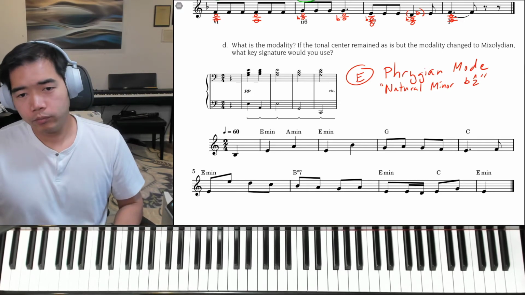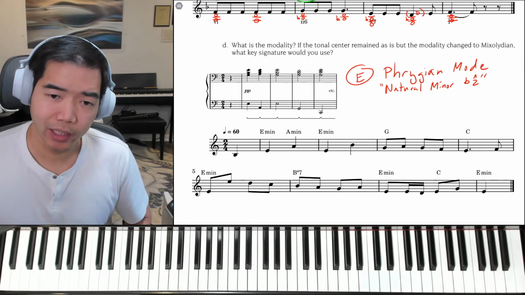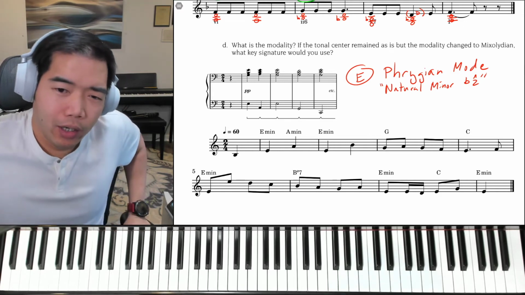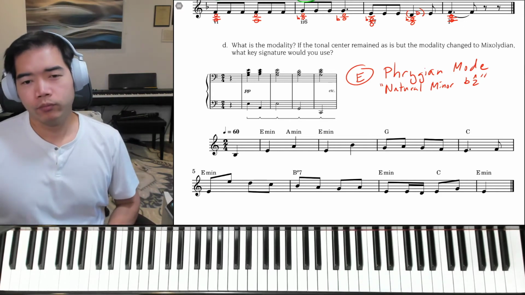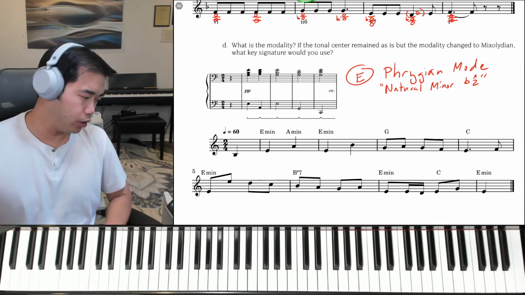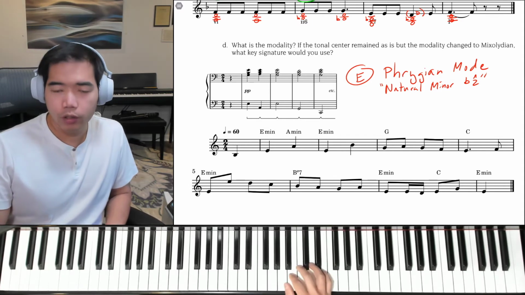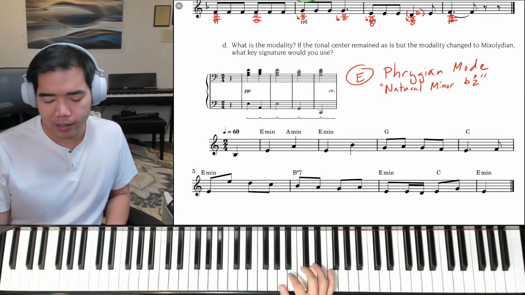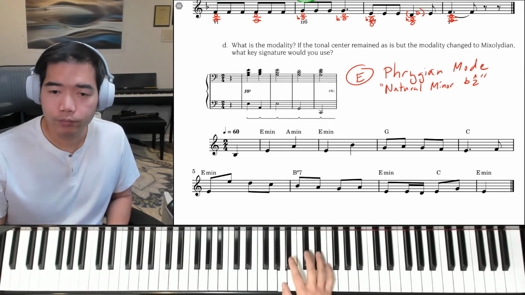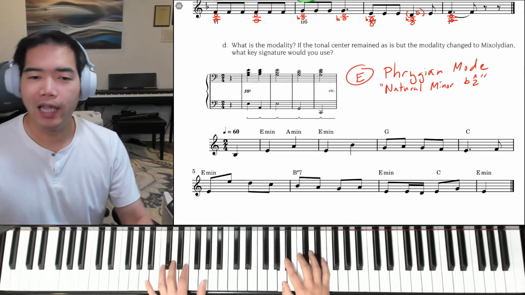Okay? Modalities being Ionian, Dorian, Phrygian, Lydian, Mixolydian, Aeolian, and Locrian. Aeolian is the natural minor, Ionian is the major. So Phrygian is just a natural minor with a flat 2nd scale degree, a lowered 2nd scale degree. So if I took A minor, for example, A natural minor doesn't have any black keys. If I just lower the 2nd scale degree to a B flat, now I've got A Phrygian.